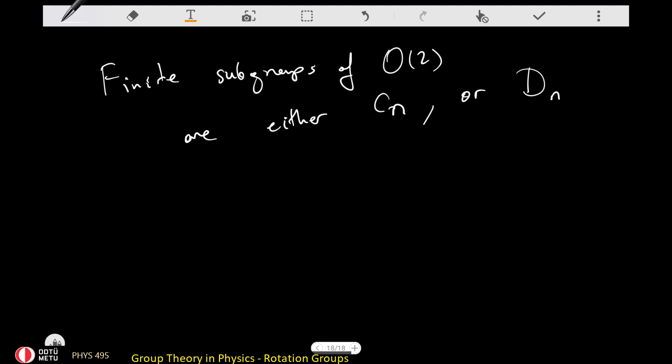Okay, so the next topic is that we are going to say something about the operations in the group SO3, and then we are going to say something about the finite subgroups of SO3.